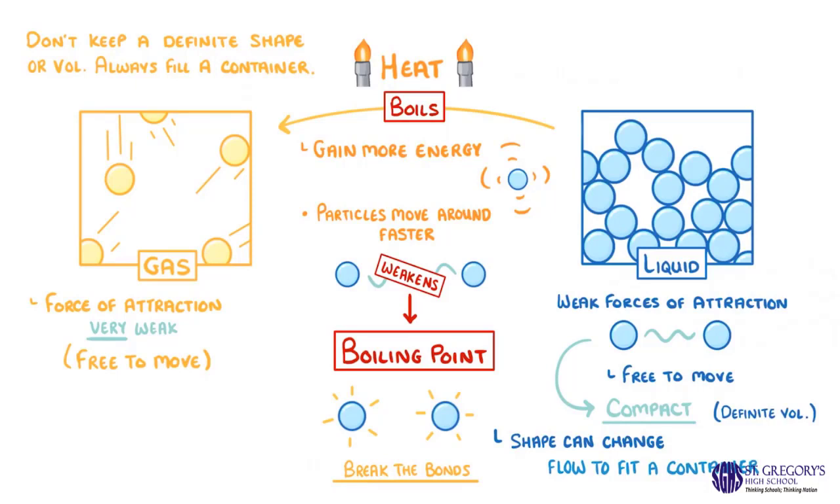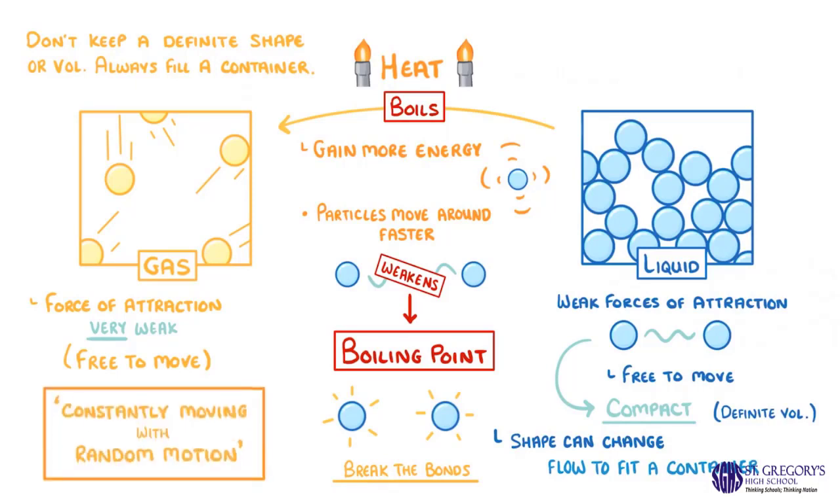Now, we normally say that gases are constantly moving with random motion, which is a bit confusing because gas particles actually move in straight lines. They don't randomly swerve. What we really mean by random motion is that the particles can travel in any direction, and they'll end up being deflected by solid walls and other gas particles randomly.